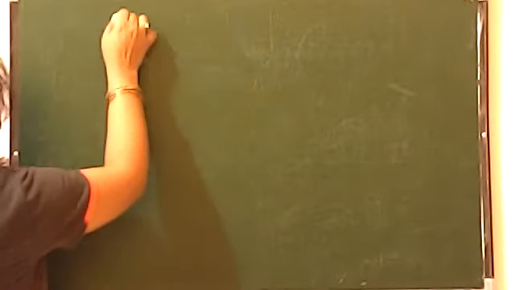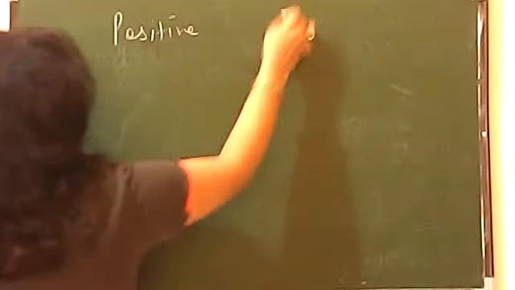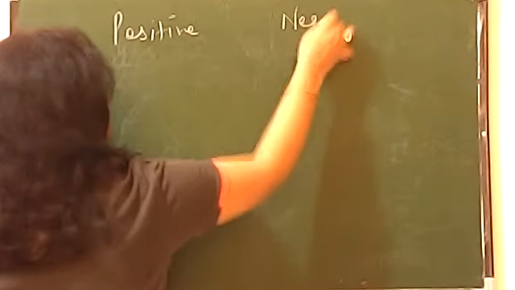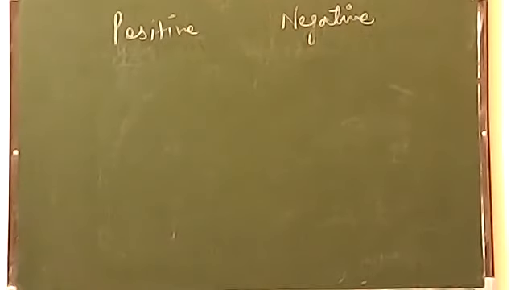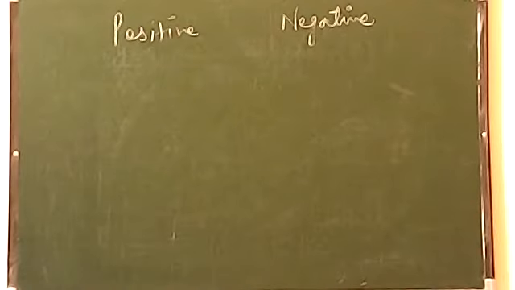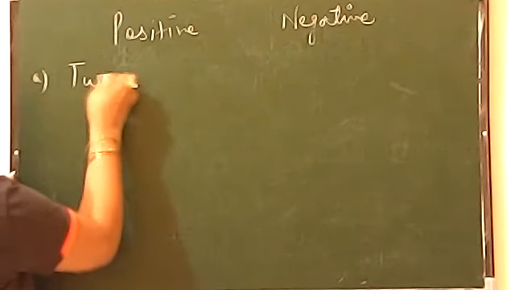As you all know, integers are of two types. One is positive, another one is negative. So if I tell you that you have to add integers, there will be many conditions. The first condition can be two positive integers.